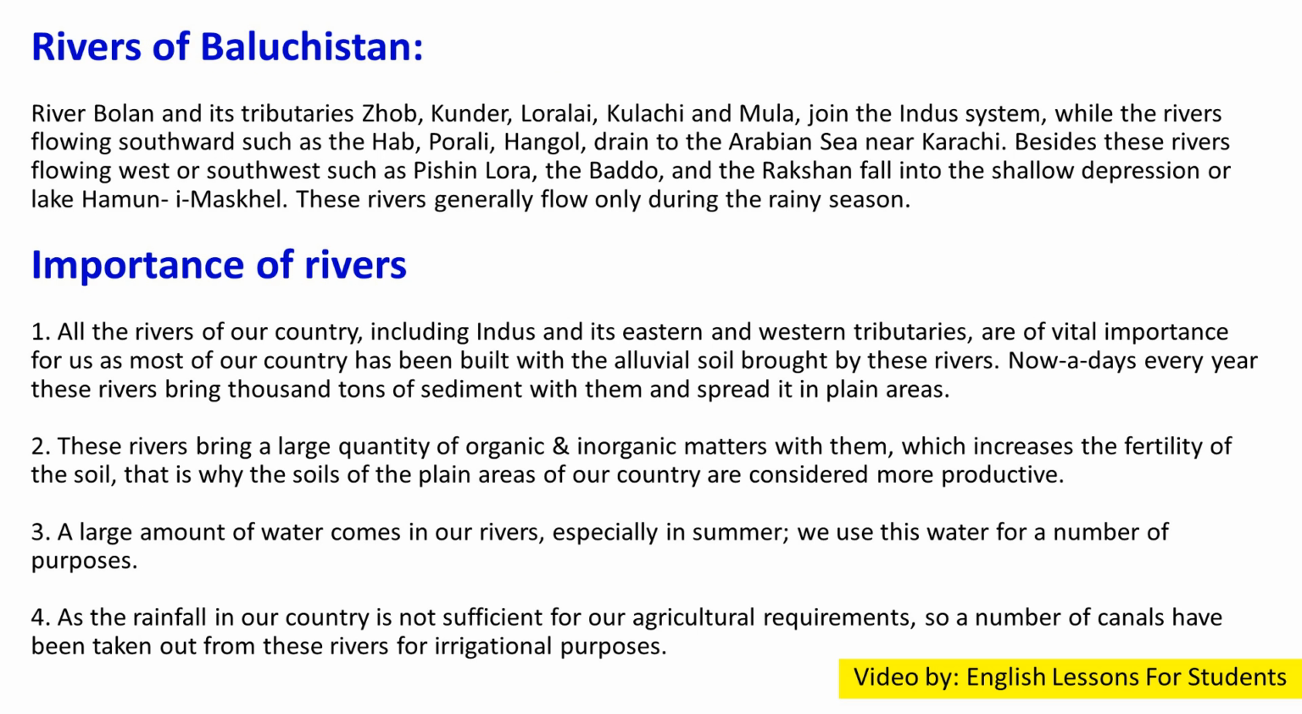Rivers of Balochistan. River Bolan and its tributaries Zhob, Kundar, Loralai, Karachi, and Mula join the Indus system, while the rivers flowing southward, such as the Hab, Porali, and Hingol, drain to the Arabian Sea near Karachi. Besides these, rivers flowing west or southwest, such as Pishin Lora, the Badu, and the Rakhshan, fall into the shallow depression or lake Hamun-i-Mashkel. These rivers generally flow only during the rainy season.